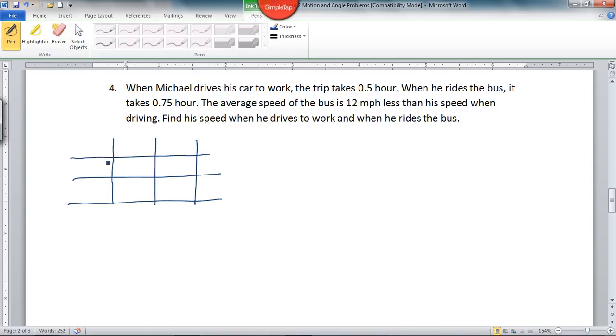He's going to ride the bus, going to drive his car. So let's call it car and bus. So the car, time, rate, and the bus. Rate, time, and distance. R, T, and D.